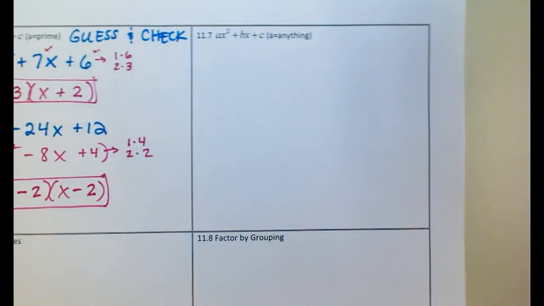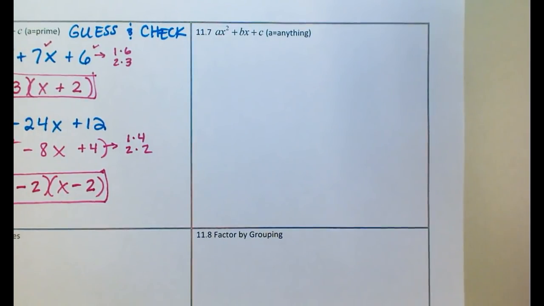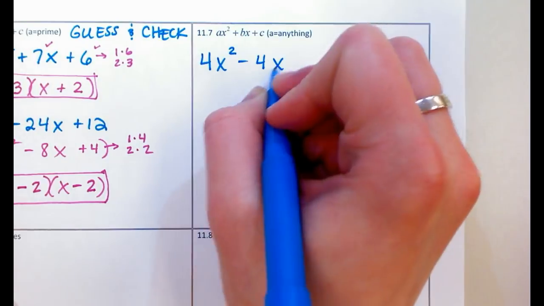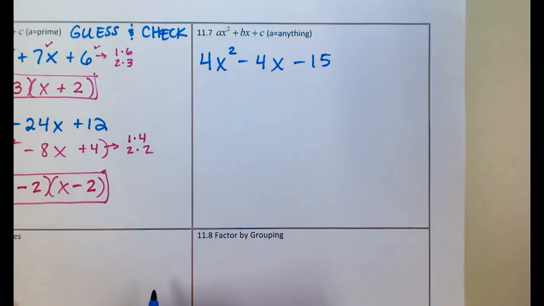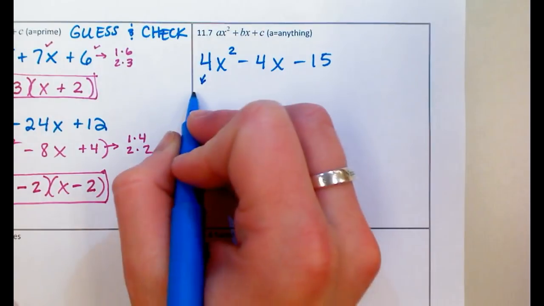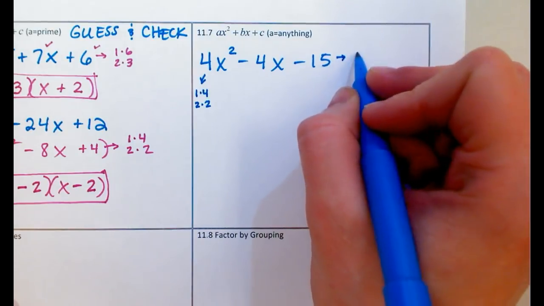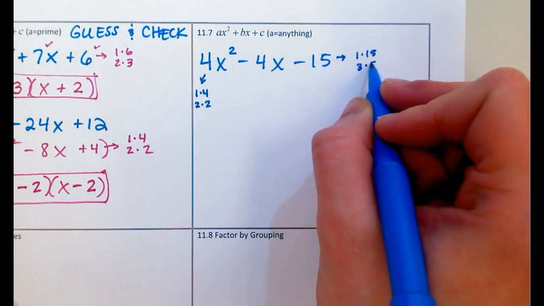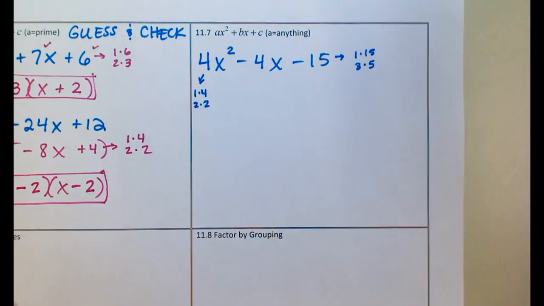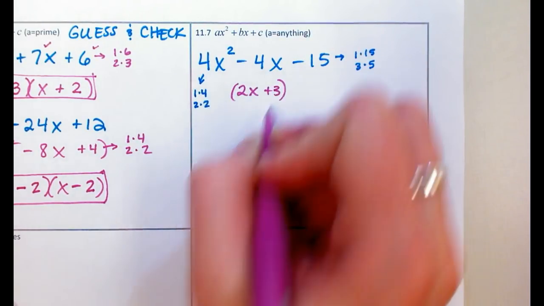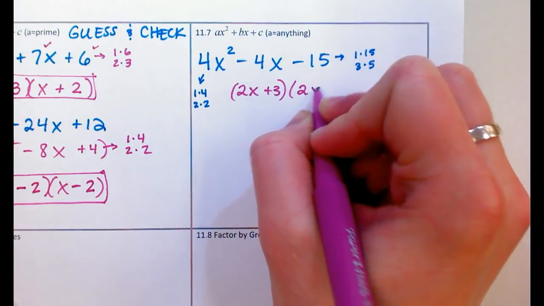My next one was when a was equal to anything. So this time it does not have to be a prime number. For practice, we have 4x squared minus 4x minus 15. Now we have multiple possibilities for our a term, 1 times 4 and 2 times 2. For 15, I have 1 times 15 and 3 times 5. So we just have more opportunities for guessing and checking. This ends up simplifying to the factors of 2x plus 3 times 2x minus 5.